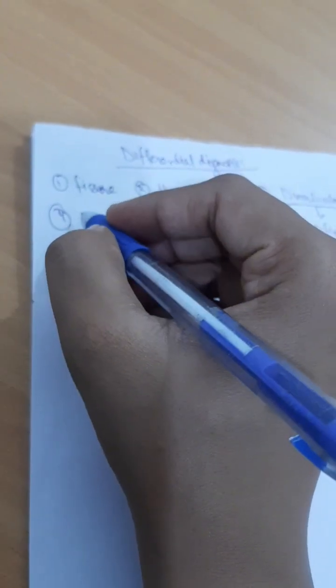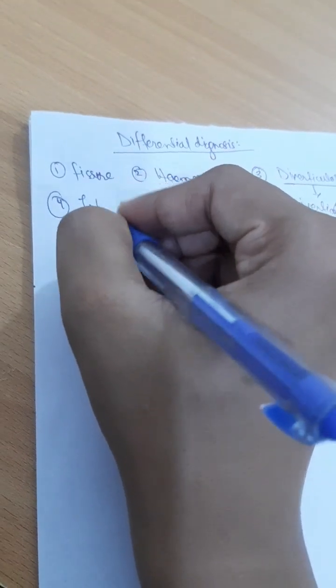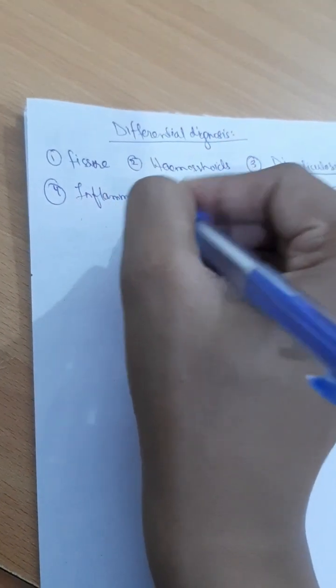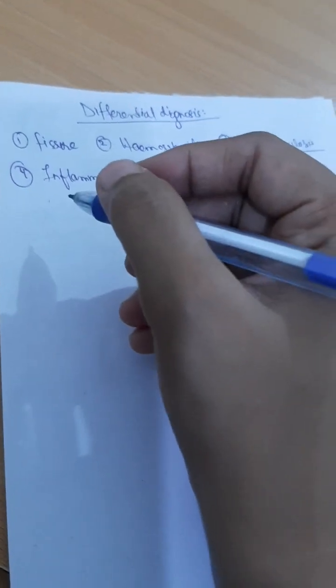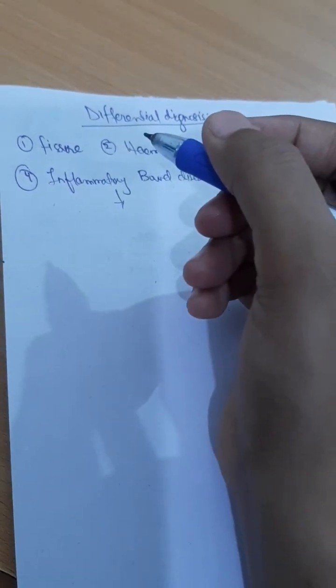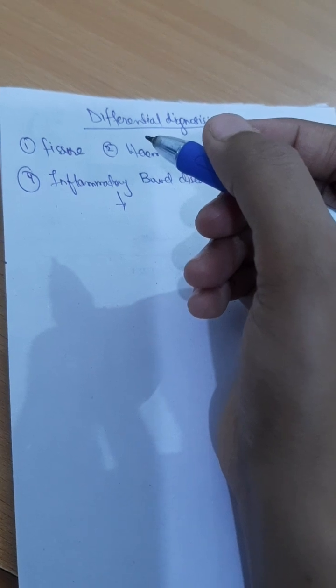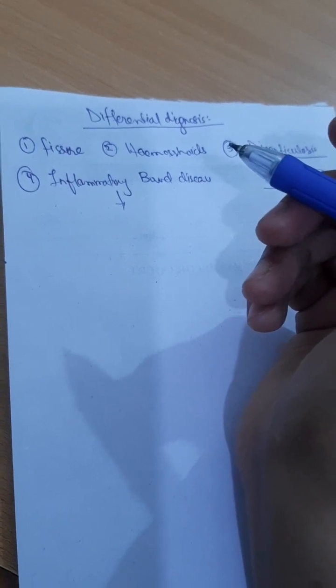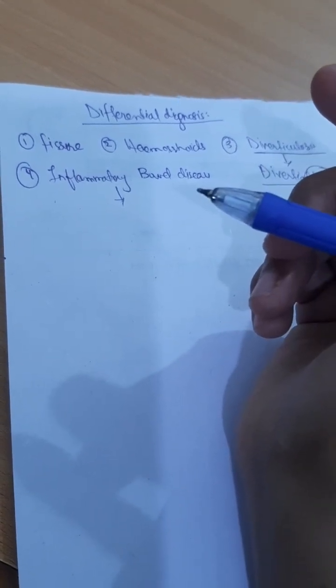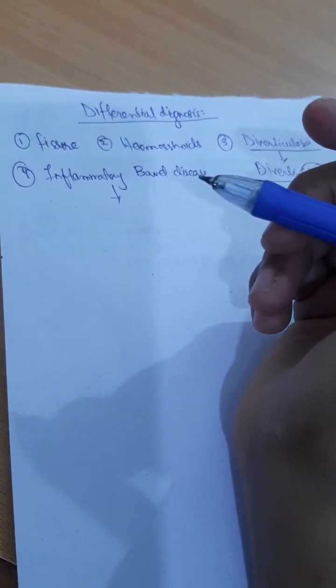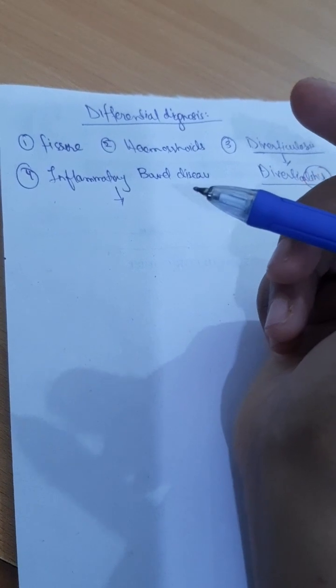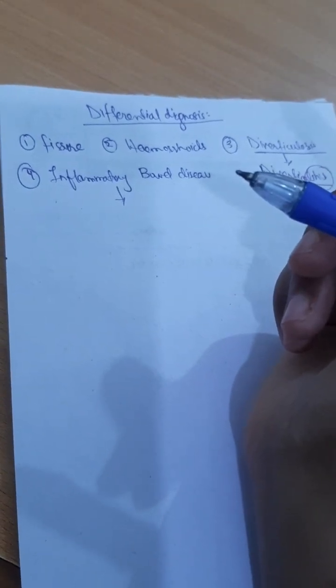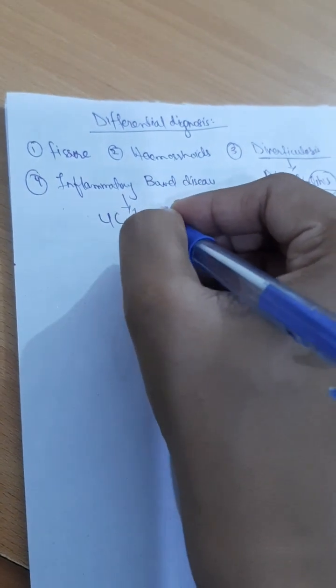Then ask about inflammatory bowel disease. If the patient is complaining of lower abdominal pain and mucoid diarrhea with blood in the diarrhea, a prolonged history of steroid use, joint pain, and difficulty in seeing, like blurring of vision, then ask about ulcerative colitis and Crohn's.